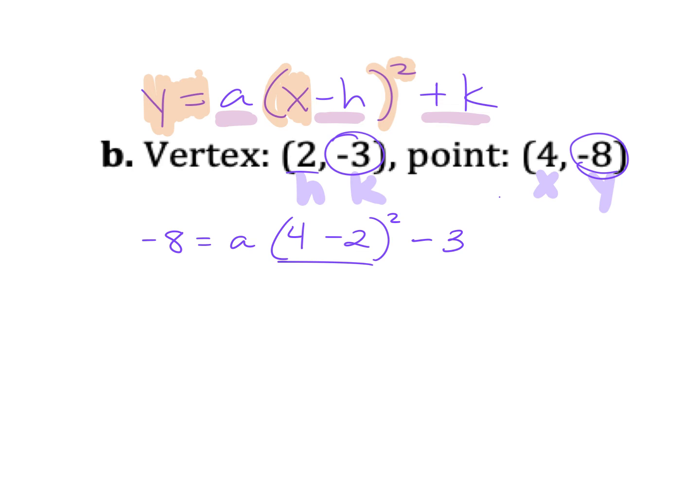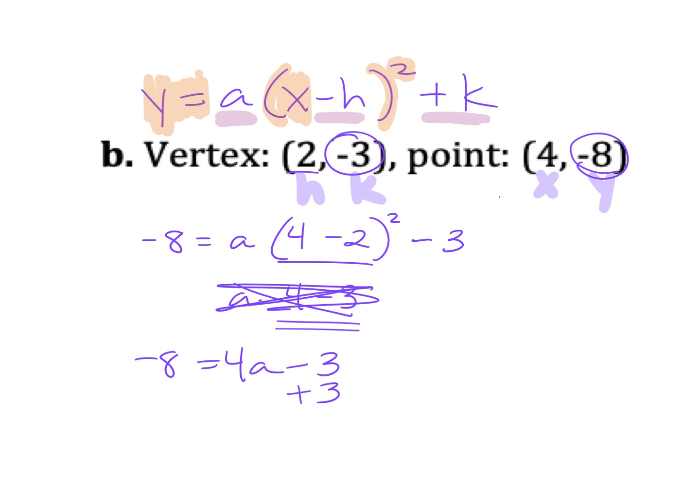Remember PEMDAS, right? If you do 4 minus 2 is 2 squared is 4, and then you subtract 3 from that because you go A times 4 minus 3. PEMDAS does not let us subtract before we've multiplied, right? So don't set it up like this. This is 4 times A minus 3 equals negative 8. So you're going to add 3. So negative 5 equals 4A. And then divide by 4. So A is negative 5/4.